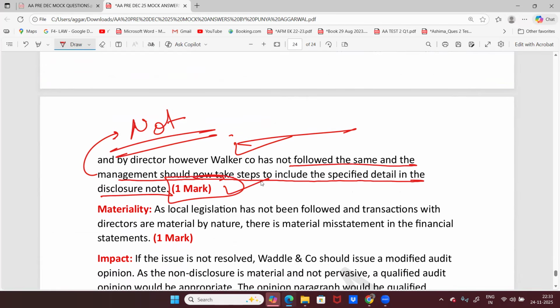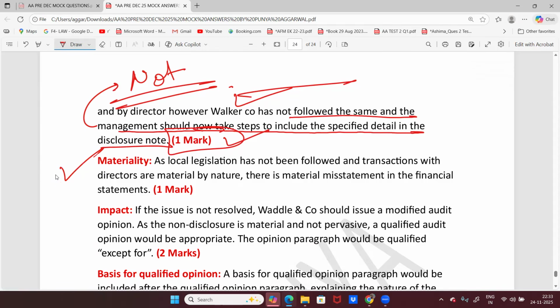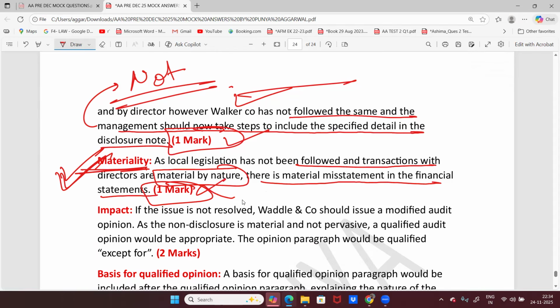All right. Then you talk about materiality. Materiality is really very, very essential, guys. So you talk about materiality: as local legislation has not been followed, transactions with directors are material by nature. Of course, no amount is given because it's a matter of compliance. So material by nature, there is a material misstatement in the financial statements. If you're not writing materiality, this 1 mark is straight away gone. 2 marks out of 5 you have gotten.